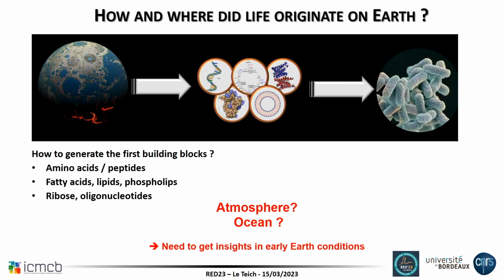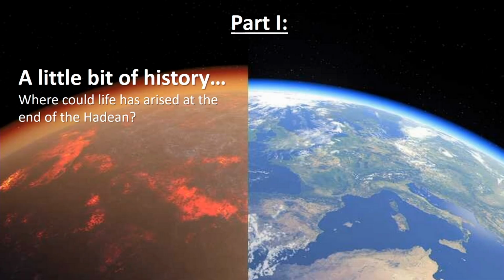So the question is how and where did life originate on Earth? So there's not a single answer, I would say. But the thing is, how can we make abiotically this type of molecules that need then to arrange to make the protocells? Could this be done in atmosphere, in ocean? So it's important before we go further to get more insight in early Earth condition to figure out whether this reaction could occur. So that's why in part one I just wanted to make a short introduction on what were the conditions at the end of the Hadean.